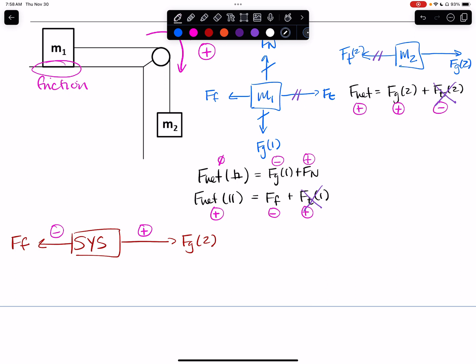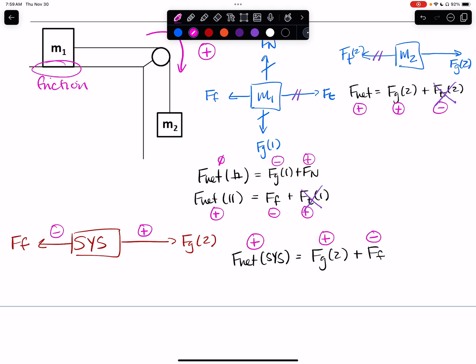So when we write our F net equation for our system, it's going to be that gravitational force plus that frictional force. And when it comes to signs, we're going to have a positive value for the gravitational force, a negative value for friction, and we'll have a positive value for the system. Now, if we put wheels on that first mass, then the frictional part goes away and our system's F net is only due to the gravitational pull on mass number 2.